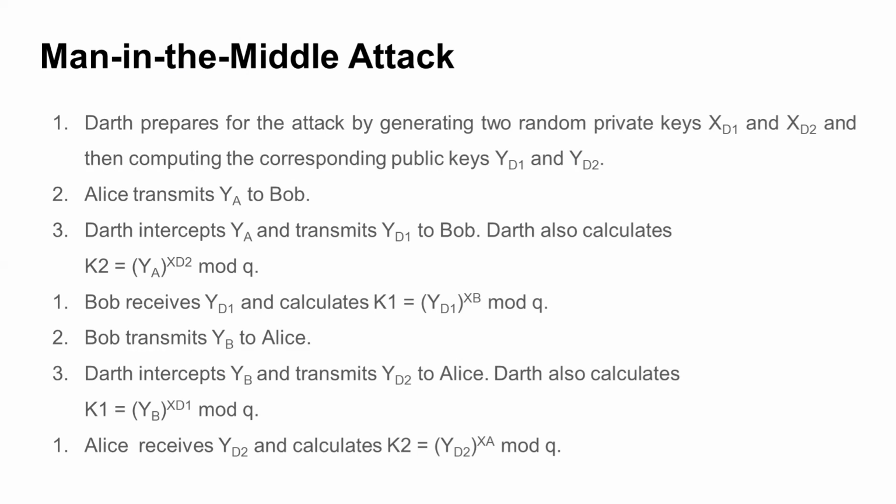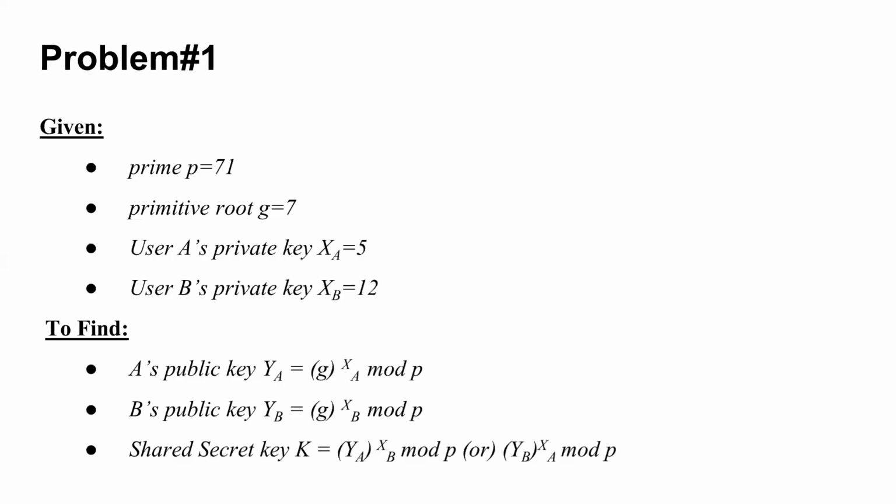Bob transmits YB to Alice. Darth intercepts YB and transmits YD2 to Alice. Darth also calculates K1 equal to YB to the power XD1 mod Q. Alice receives YD2 and calculates K2 equal to YD2 to the power XA mod Q.